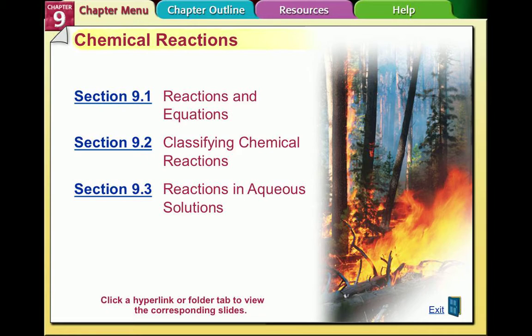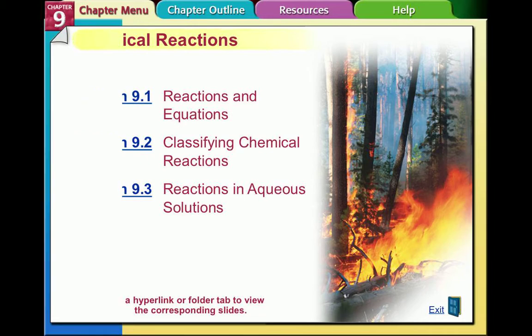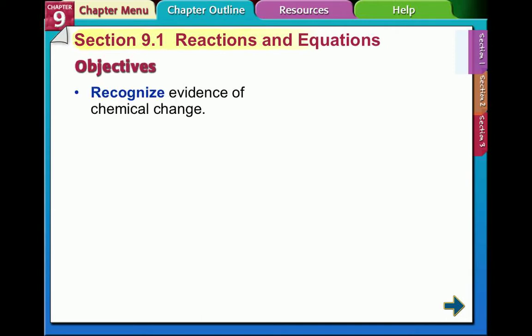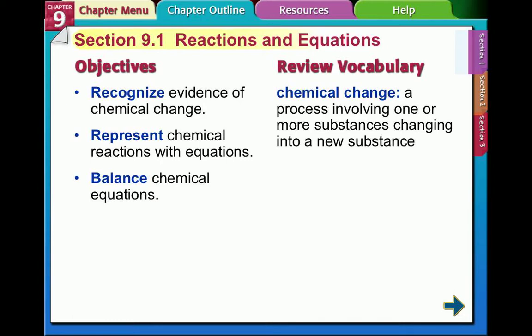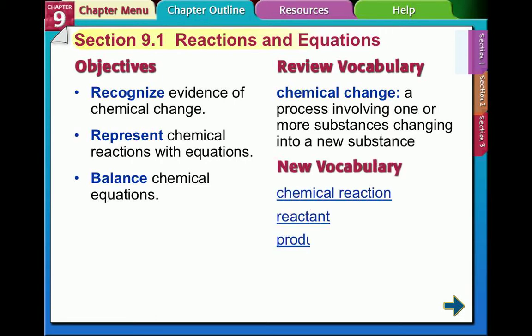Okay, so in section 1, we talk about reactions and equations. Okay, the objectives for section 1: recognize evidence of chemical change, represent chemical reactions with equations, and balancing chemical equations. For our review vocabulary, we have chemical change, a process involving one or more substances changing into a new substance. New vocabulary we're going to look at: chemical reaction, reactant, product, chemical equation, and coefficient.